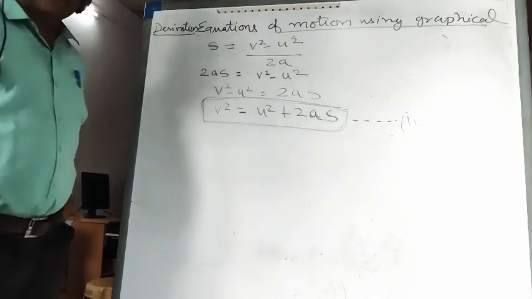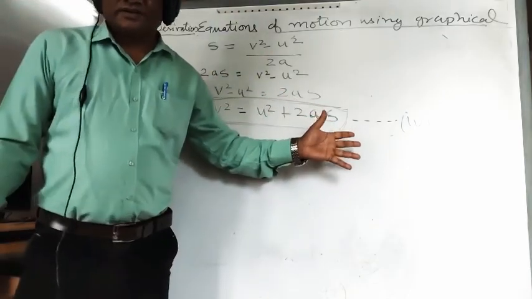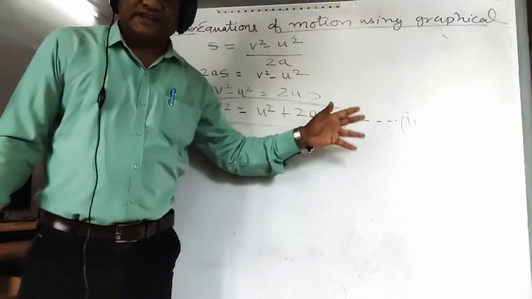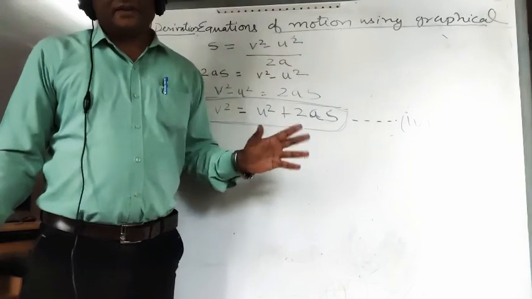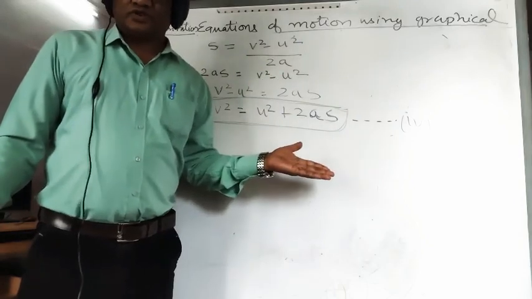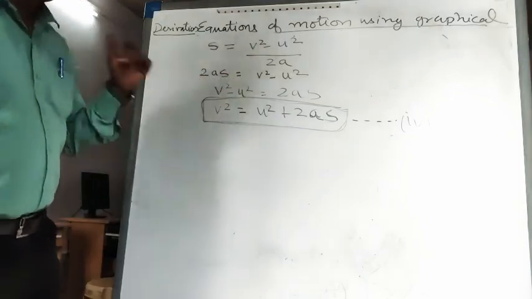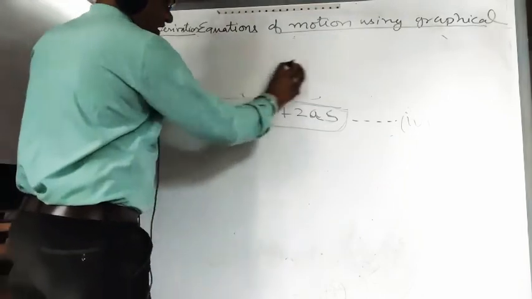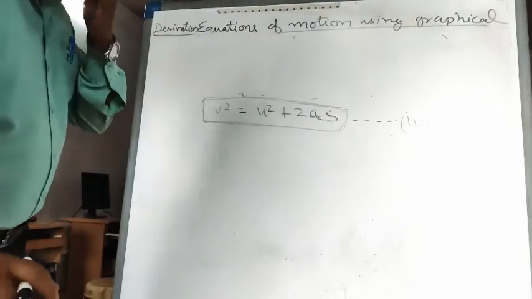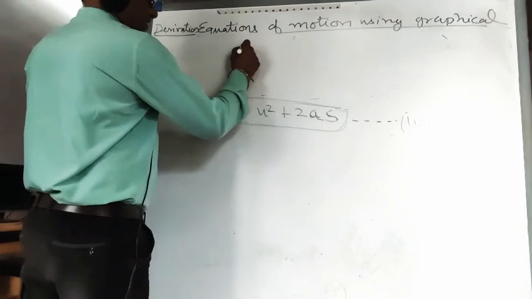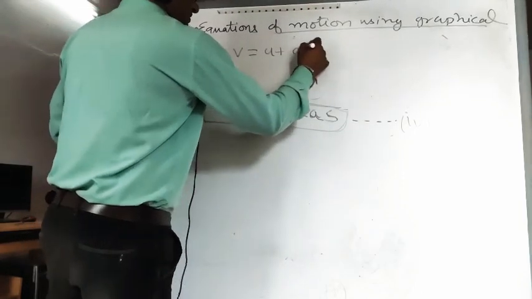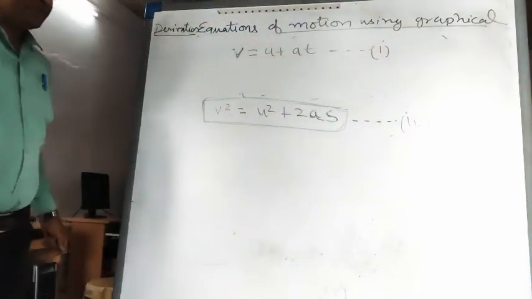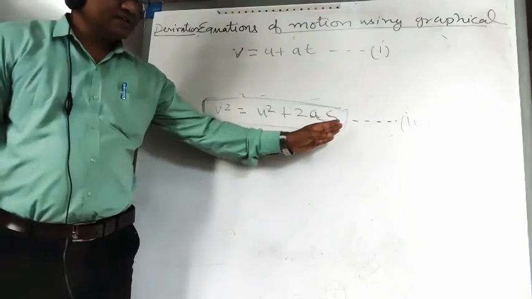Now, how to derive the third equation of motion? The graph is the same, there is no change in the graph. By using the same graph, we can simply derive the third equation of motion. Very simple. First of all, consider the two equations of motion we derived so far. The first was v is equal to u plus at, which is equation number 1, and this is the second equation.